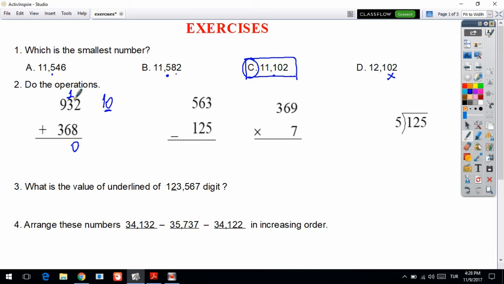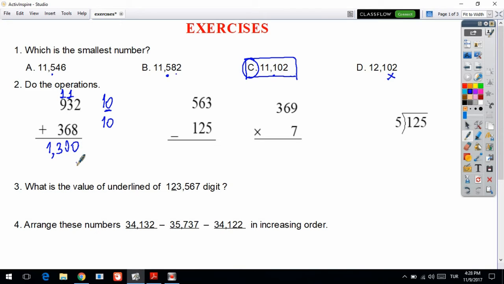Now let's add from the tens digit. 1 plus 3 is 4, 4 plus 6 is again 10. As you know, 10 is a 2 digit number, but I can write 10 here. So 0 comes down, 1 goes next. Next, 1 plus 9 plus 3 is equal to 13. After 3 digits you put a comma, so your answer is 1,300.